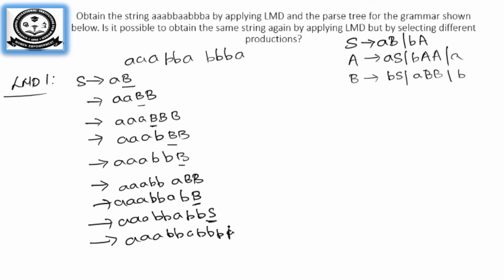Okay, and it is capital A. Instead of that I can substitute triple A, BBA, triple B, A. So the string is accepted. So we'll construct the parse tree for this.